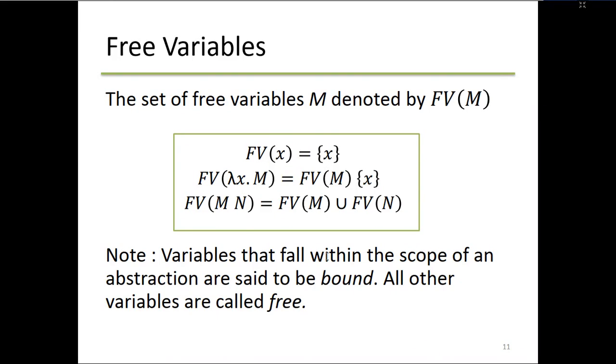Next, the set of free variables of m is denoted by fv of m. Free variables means those that are not bound to any abstraction, meaning any function. Such kinds of things are said to be free variables. Variables that fall within the scope of an abstraction are said to be bound, which are called bound variables. All remaining variables are called free variables. This is the way of representation.